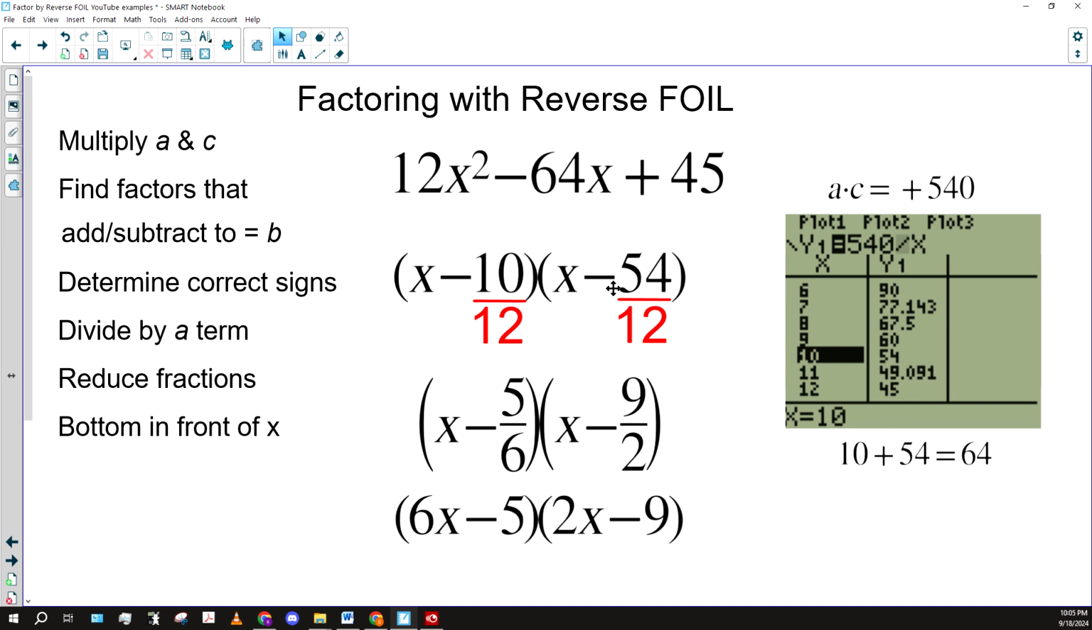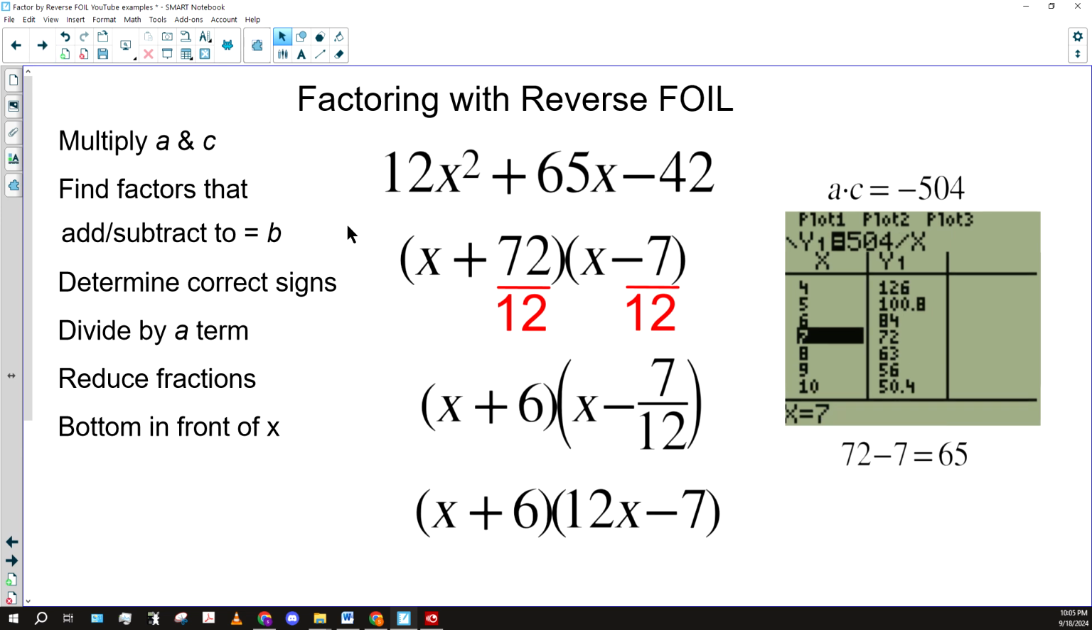So in my parentheses, I put the 10 and the 54. I figure out what's the correct signs to make negative 64, so they're both negative. Divide by the a term, divide by the 12, reduce my fractions, and whatever's on the denominator goes in front of the x, and I end up with this as my final factored form. Again, quick check, 6 times 2 is indeed 12, and negative 5 times negative 9 is a positive 45.